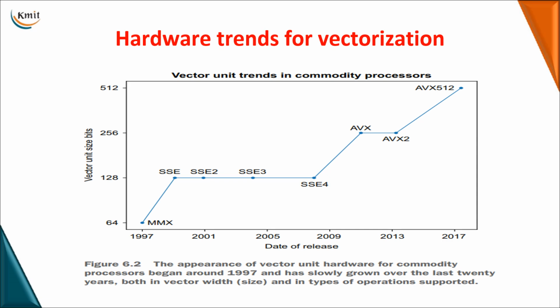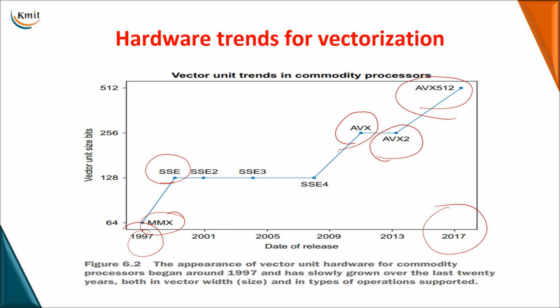Having seen the various features, this is just a graphical representation of how the hardware units evolved from 1997 to 2017. Initially, as we have seen, it was MMX, SSE, then they went for AVX, AVX2, and finally ended up with AVX 512. This is just a graphical representation to show that different vector units were developed in order to maintain parallelism on a CPU. We'll move on to the next topic in the next class.